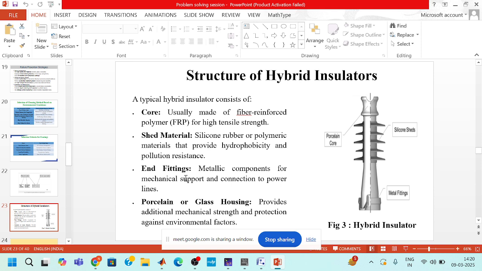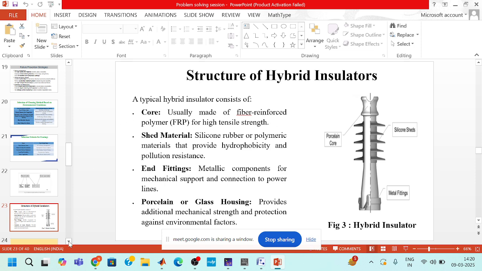And third is end fittings. End fittings are made up of metal and metallic components for providing mechanical support and connection to the power lines. Last is the porcelain or glass housing. Here we can see the porcelain core. It provides additional mechanical strength and protection against environmental factors. So these are the hybrid insulators which are nowadays widely used.